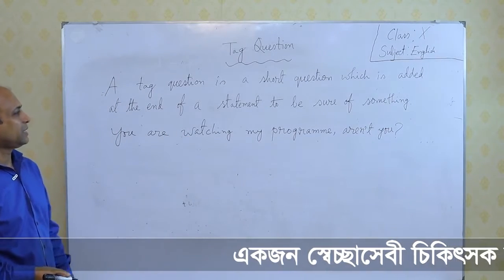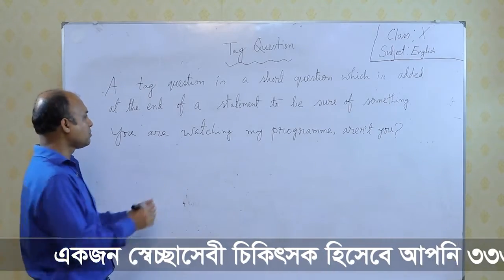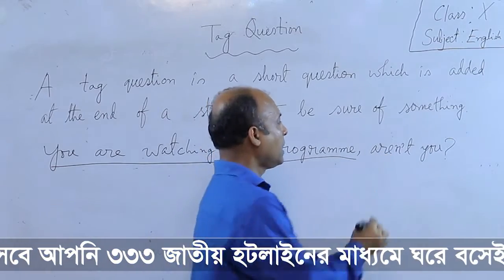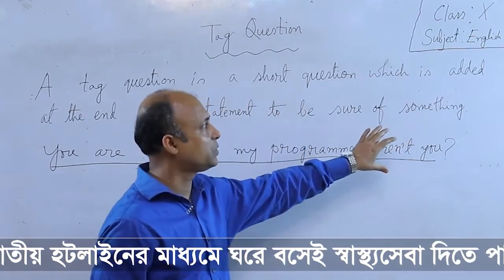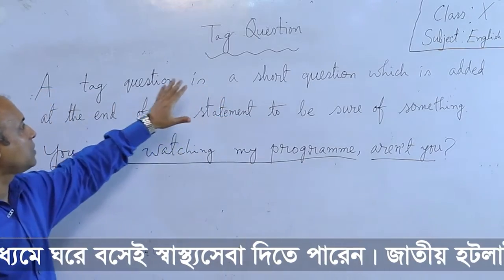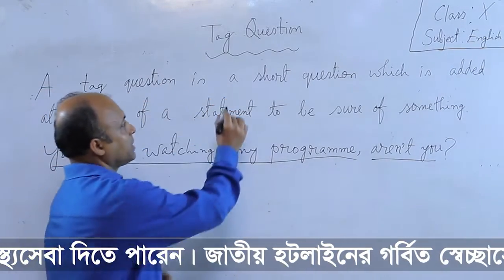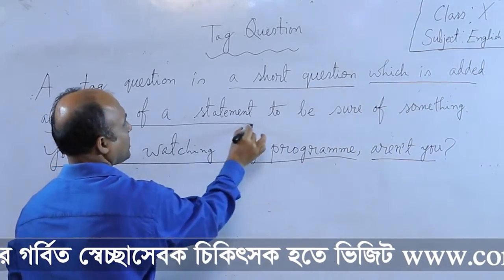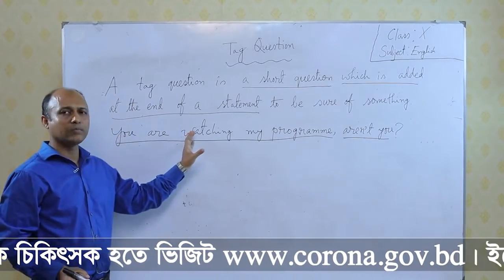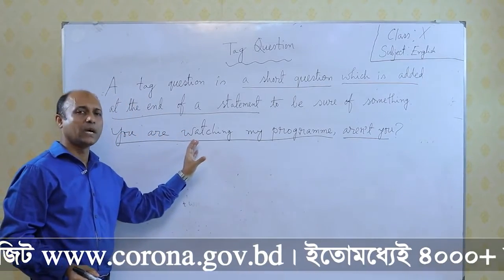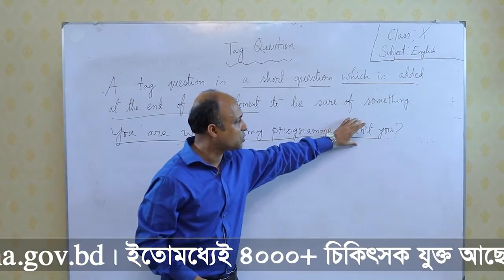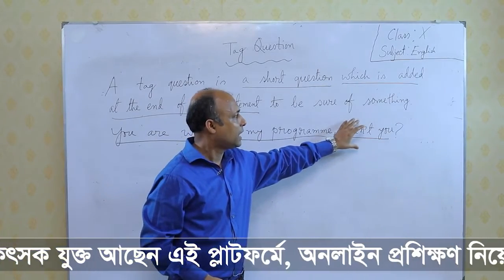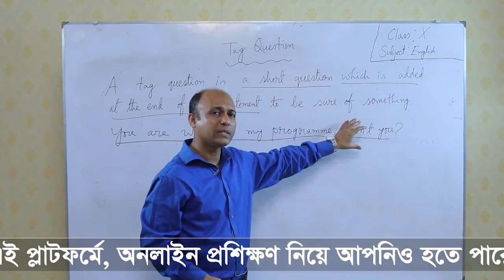You see here that after the statement, you are watching my program, which is a statement, I have added a question, aren't you? This is a very short question. A tag question is a short question which is added at the end of a statement. You are watching my program is a statement or affirmative sentence, and I have added this short question at the end of this statement. So this is a tag question.